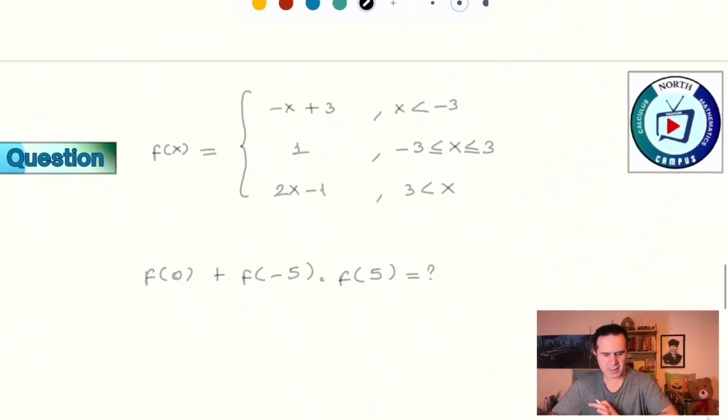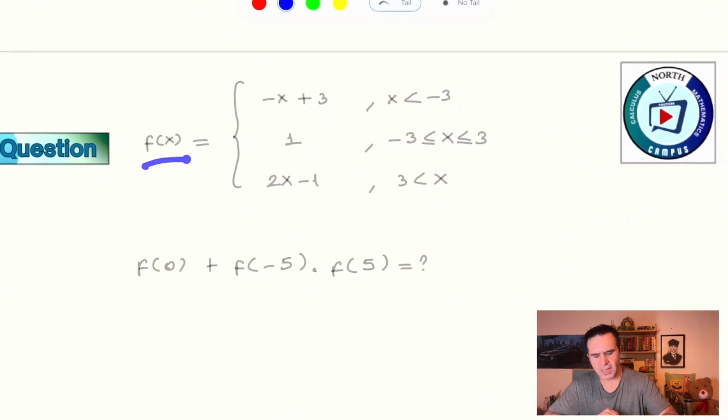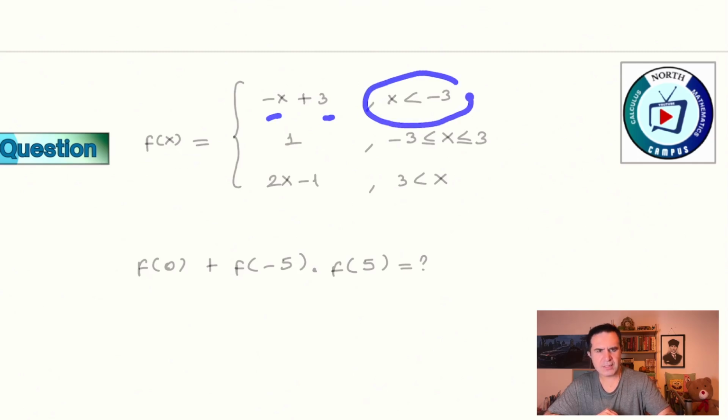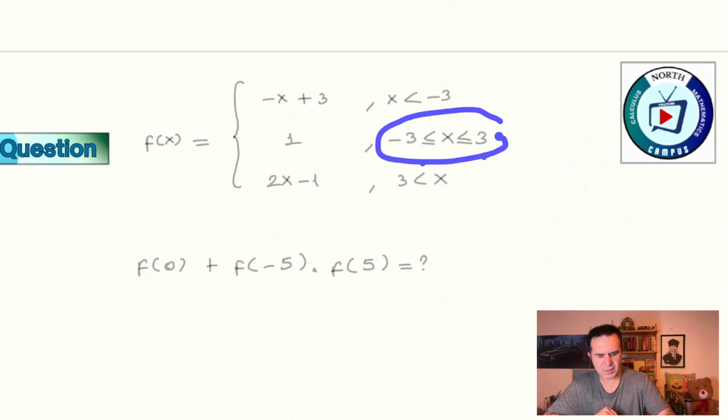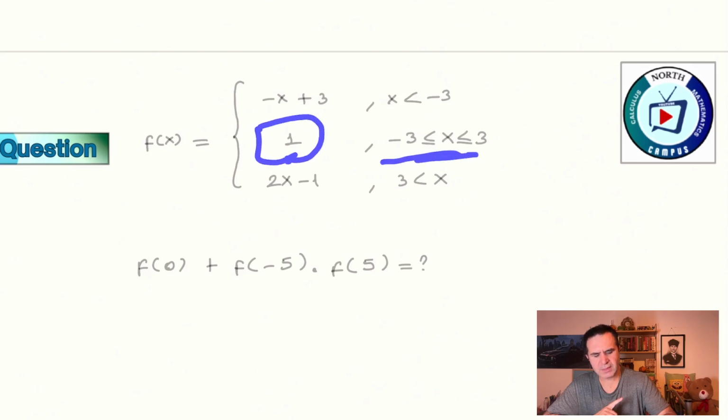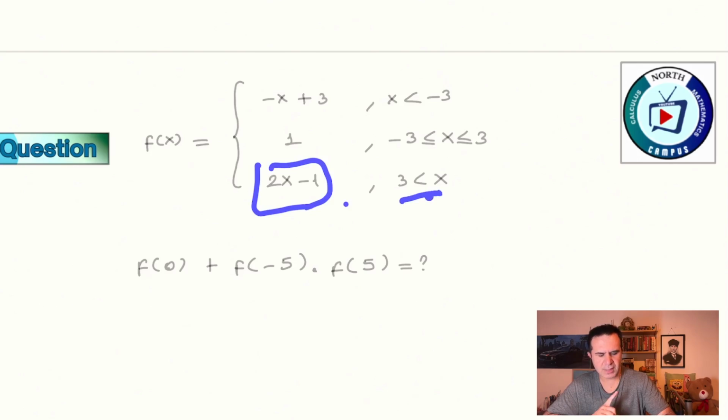The second and the last question of this lecture. f of x is defined as minus x plus 3 when x is less than minus 3, and 1 when x is between minus 3 and plus 3. You see here f of x is a constant function between minus 3 and 3. And 2x minus 1 when x is greater than 3. To find f of 0 times f of minus 5 times f of 5.